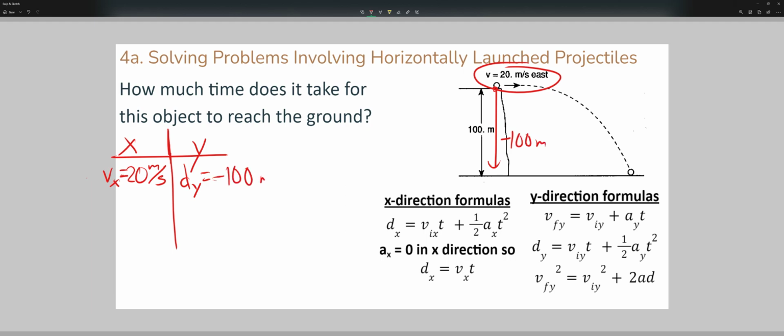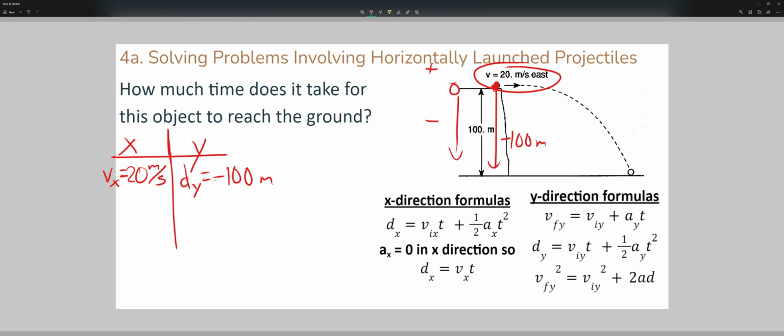It's negative 100 meters because it's going downward, below the origin. Essentially, anything below 0 is negative, anything above 0 is positive. We're treating where we start as 0. You can also just look at it as if you're going downward, your displacement will be negative, all right? So you can think of it that way as well.